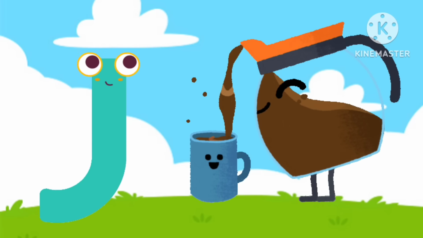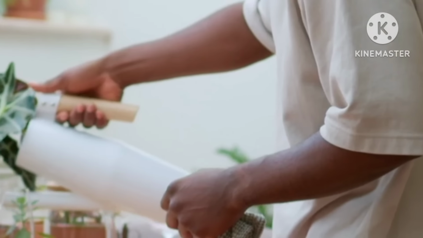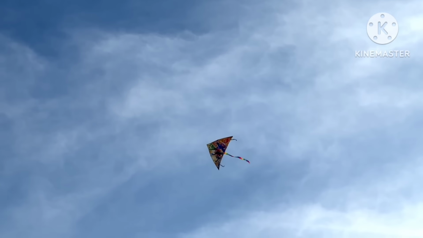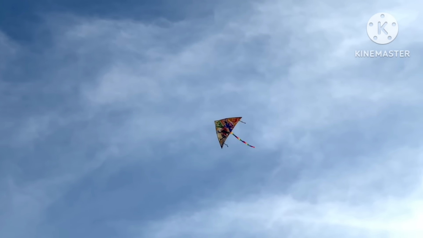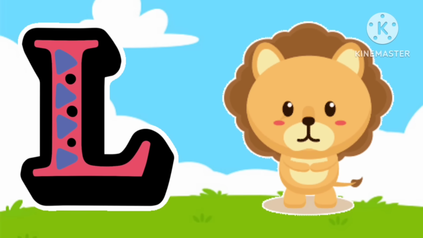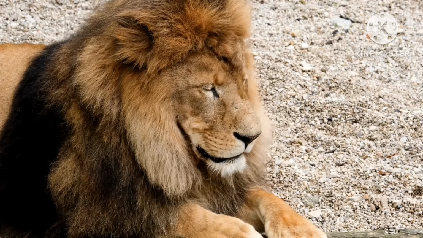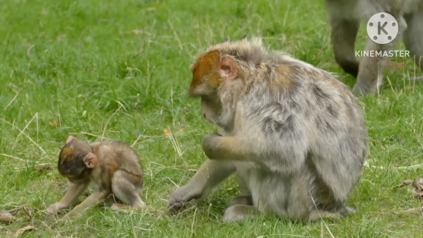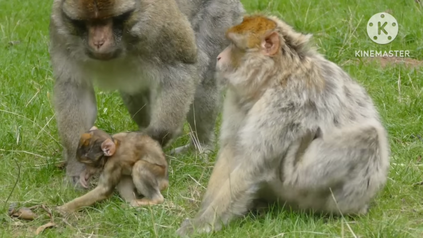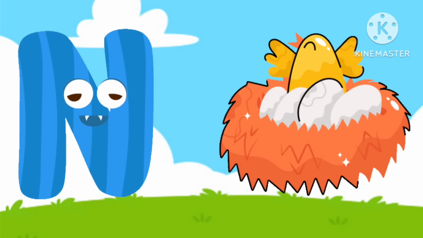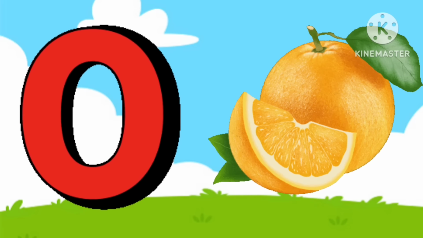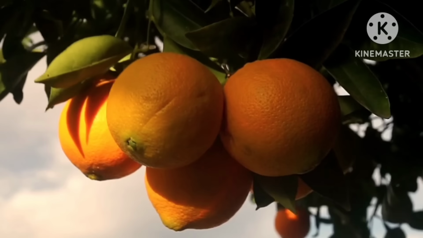J for jug. Jug means? Jug. K for kite. Kite means patang. L for lion. Lion means sher. M for monkey. Monkey means bandar. N for nest. Nest means ghosla. O for orange. Orange means santra.